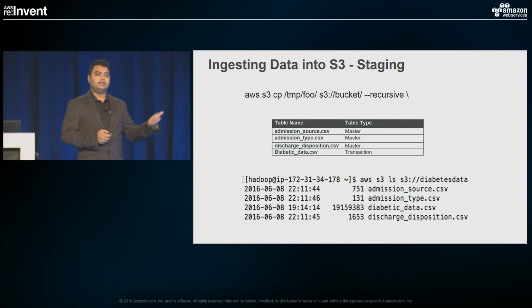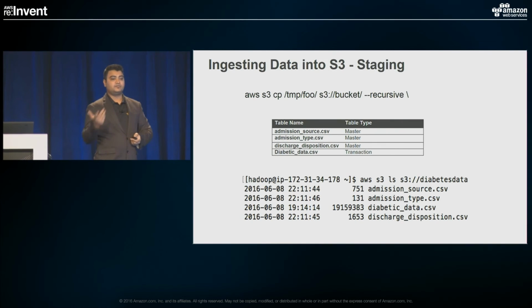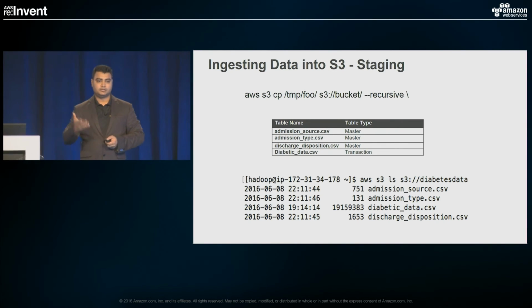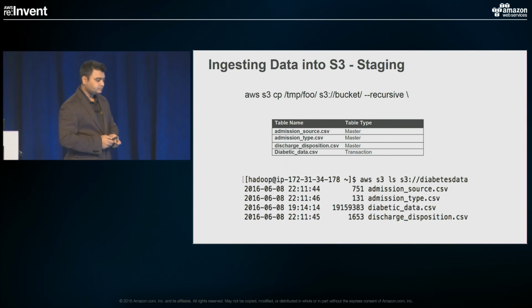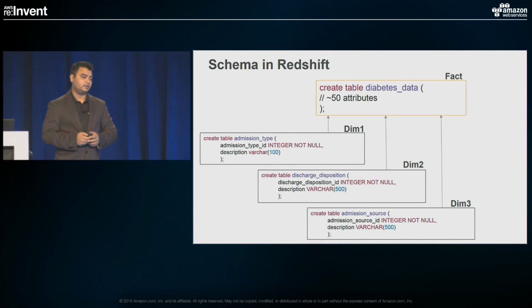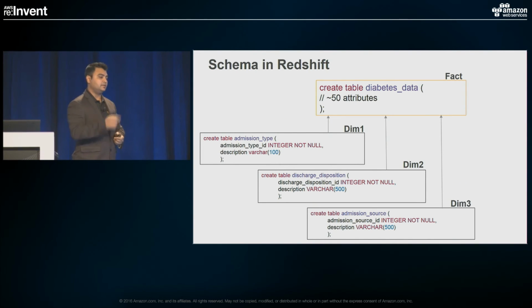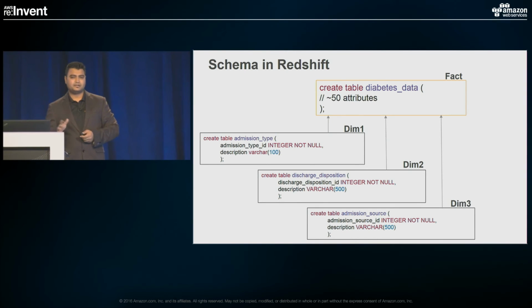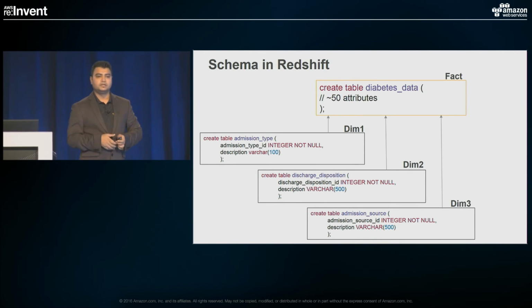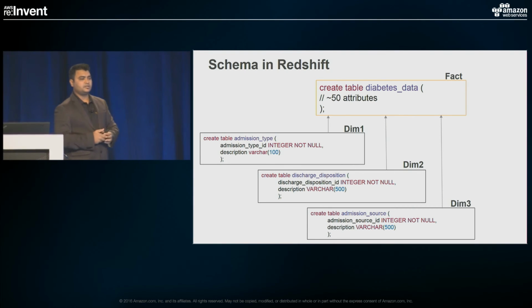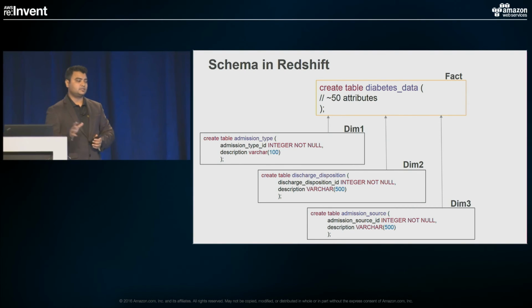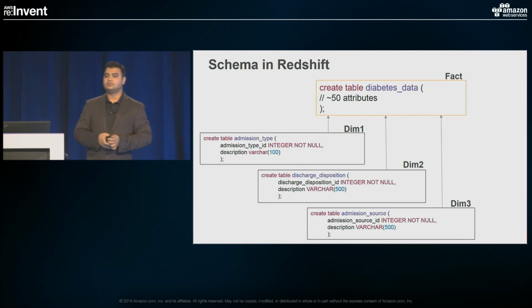And then diabetic data is my transaction table, which is then going to translate into a fact table in the actual data model, in the data warehouse. So let's look at the schema really quickly. As you see, the fact table is actually about 50 attributes. I would say 51 with the target attribute that I built. And then all the 3 dimension tables are really simple. It just has an ID and a description, not much.